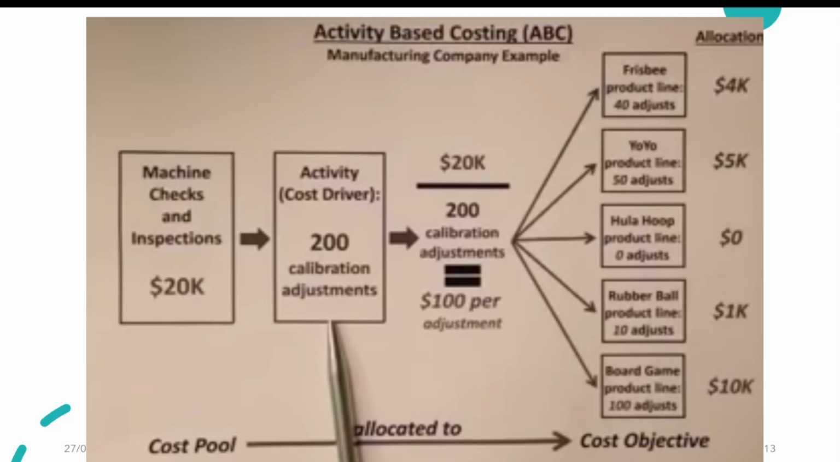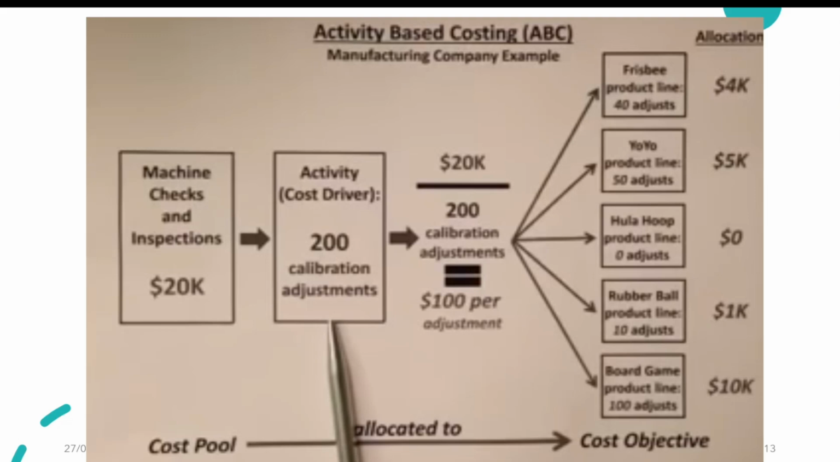So for this, the cost pool would be machine checks and inspections. So that's the cost pool, and that would cost about 20,000 K US dollars. And with that cost pool, there are some activities. These activities would generate costs, would make a cost change. So these are cost drivers. So the pool is here, the driver is here.